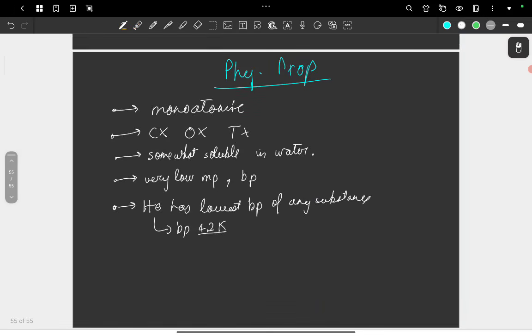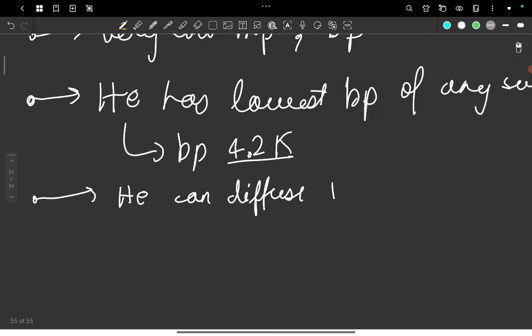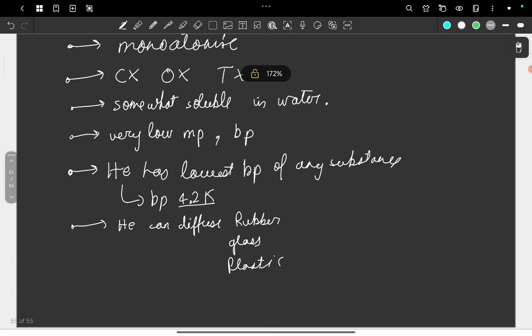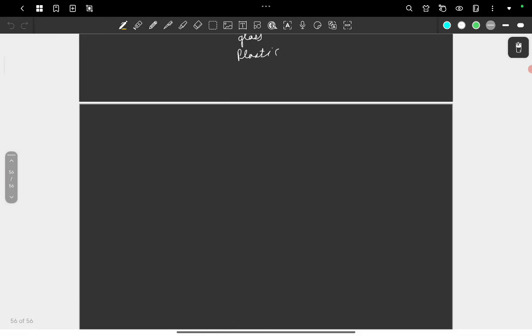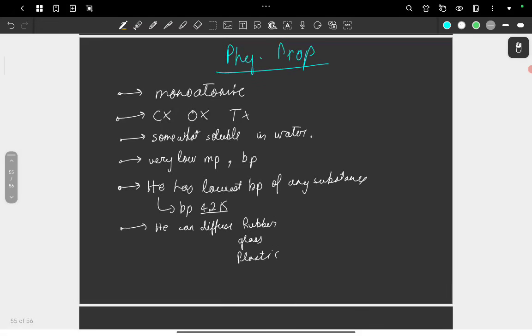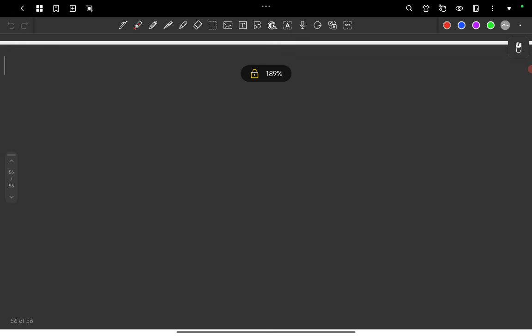And helium has a property that helium can diffuse. Like basically, it can pass through rubber, glass, or plastic. Basically, helium can just phase through these substances, and it's free to be itself. Now that was it about the physical properties.